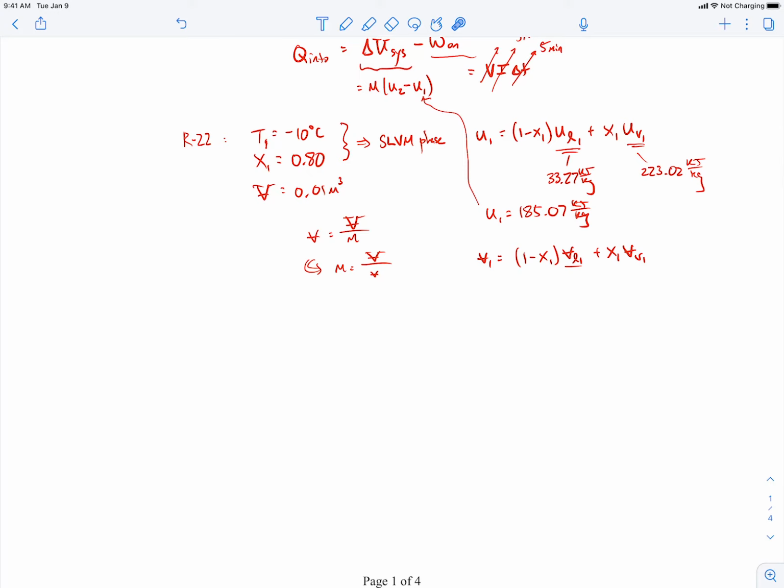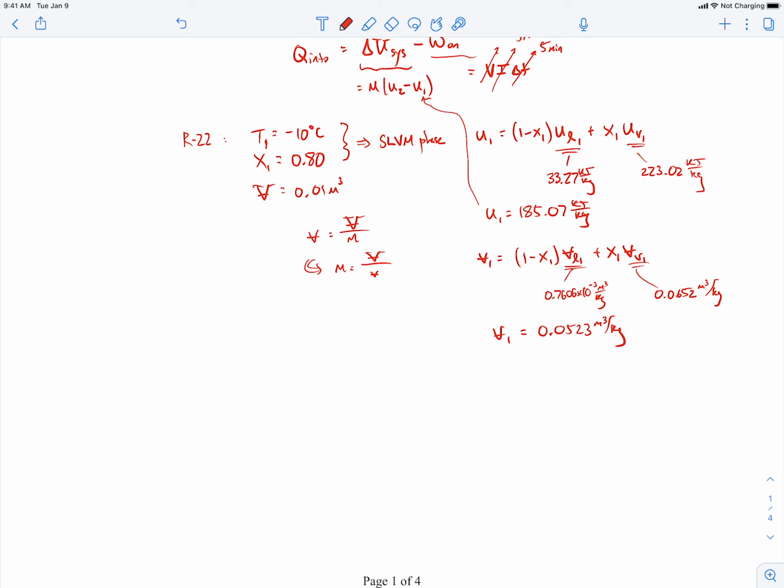So this one is 0.7606 times 10 to the minus 3 cubic meters per kilogram. And this one is 0.0652 cubic meters per kilogram. So then the specific volume in the initial state is 0.0523 cubic meters per kilogram.